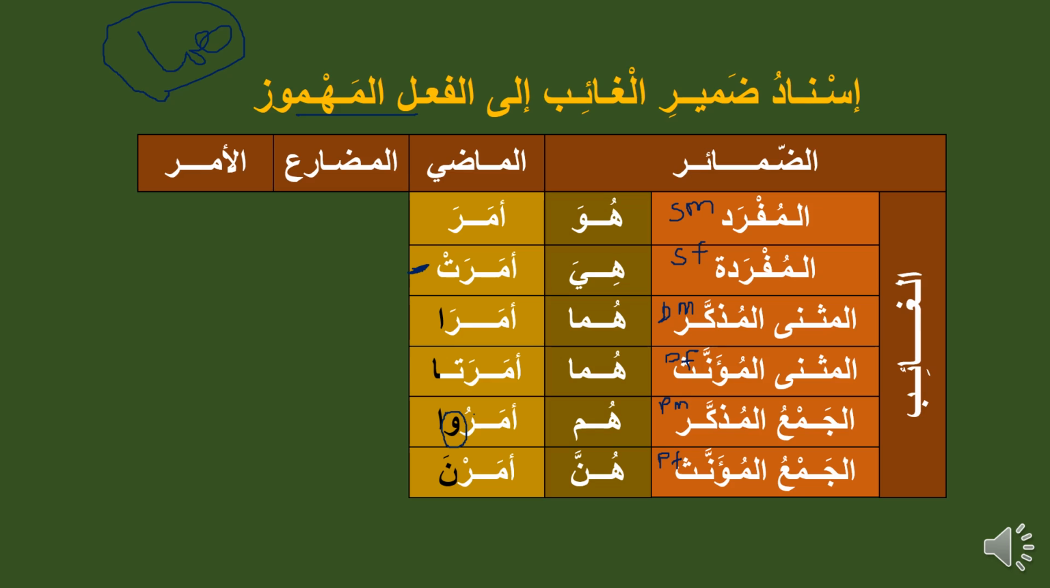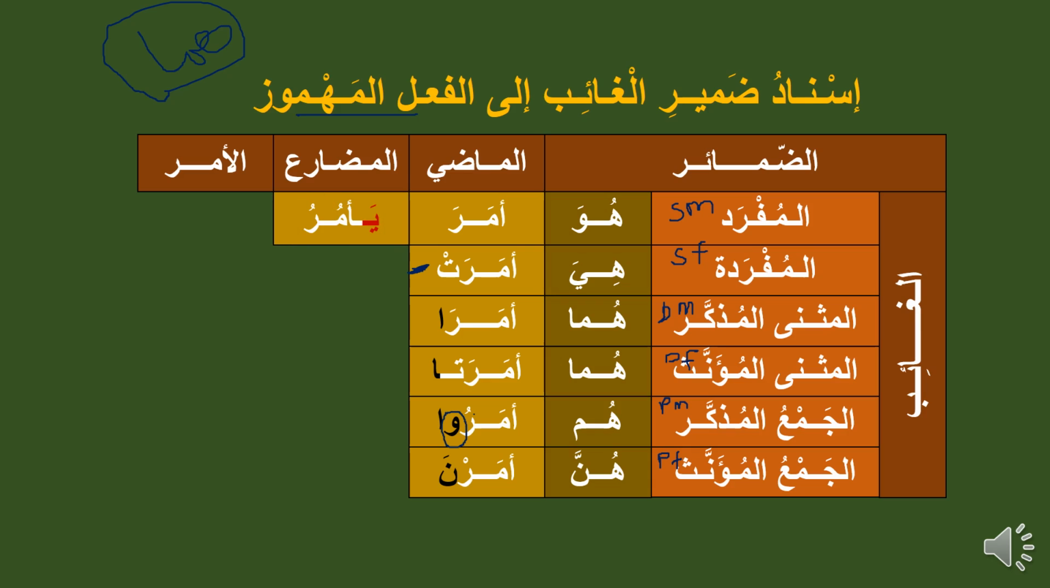So in Mudari, don't forget what I said about the Mudari. In Mudari also we make use of the harful mudari, which is ya. But in the case of the singular feminine and the dual feminine, we make use of ta at the beginning. And we make use of ya and nun, alif and nun, and waw and nun to differentiate the singular, dual, and plural. So let's see.